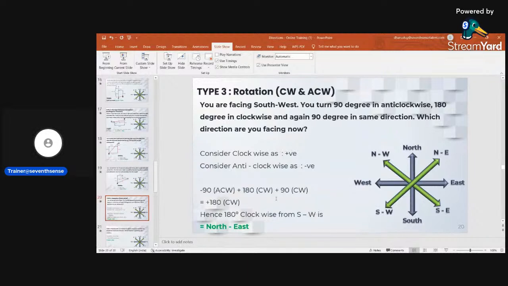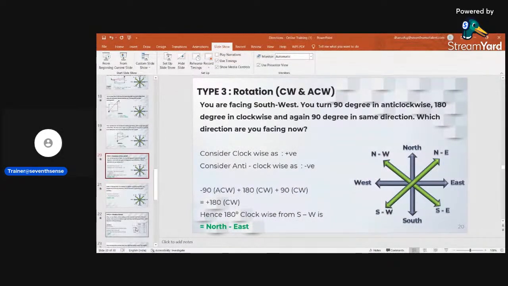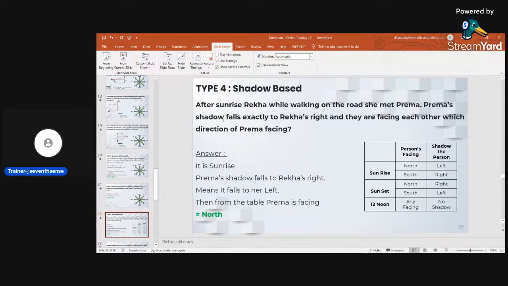Which means it is northeast. This is northeast. So just consider clockwise as positive and anti-clockwise as negative. Clear? And this is type 4, which is about shadow based problems.